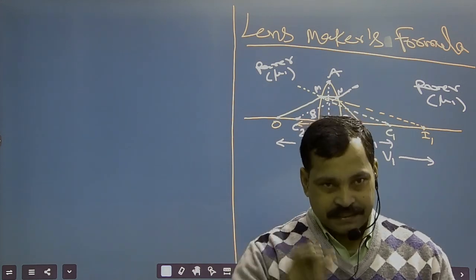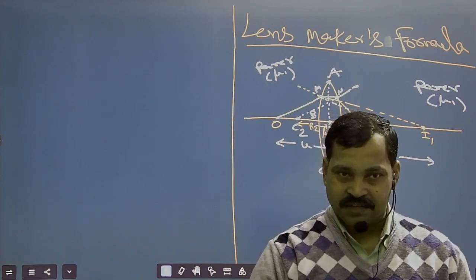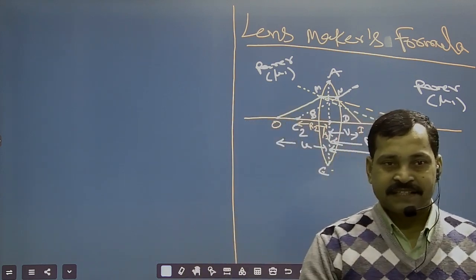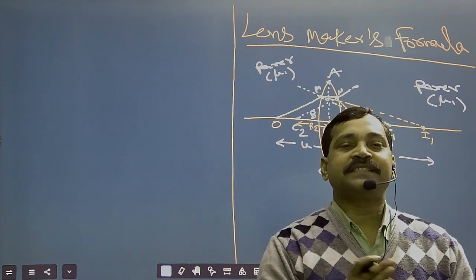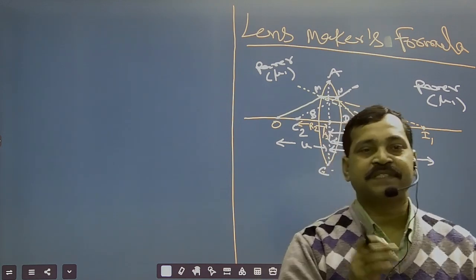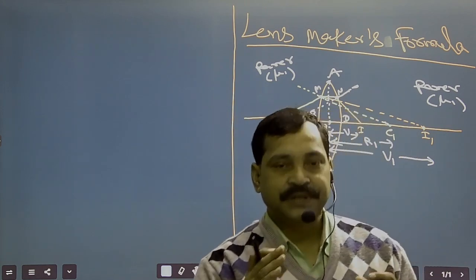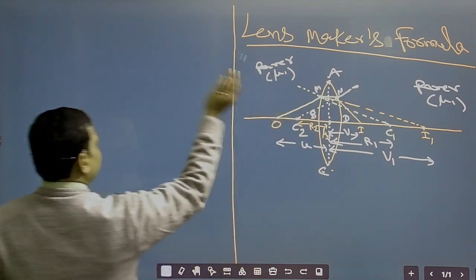So this image will behave like a virtual object for the second refracting surface, that is ADC. In this case, you can visualize that the ray is moving from denser to rarer, whereas from the first refracting surface ABC, the ray is moving from rarer to denser, right?